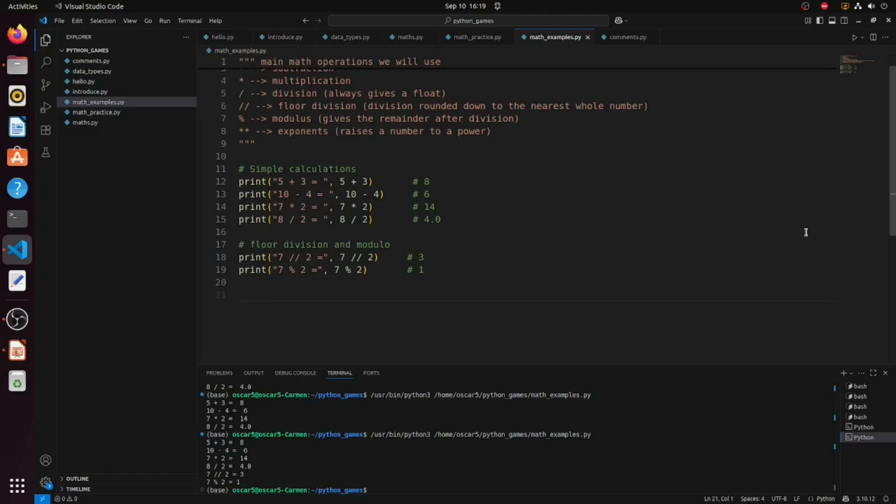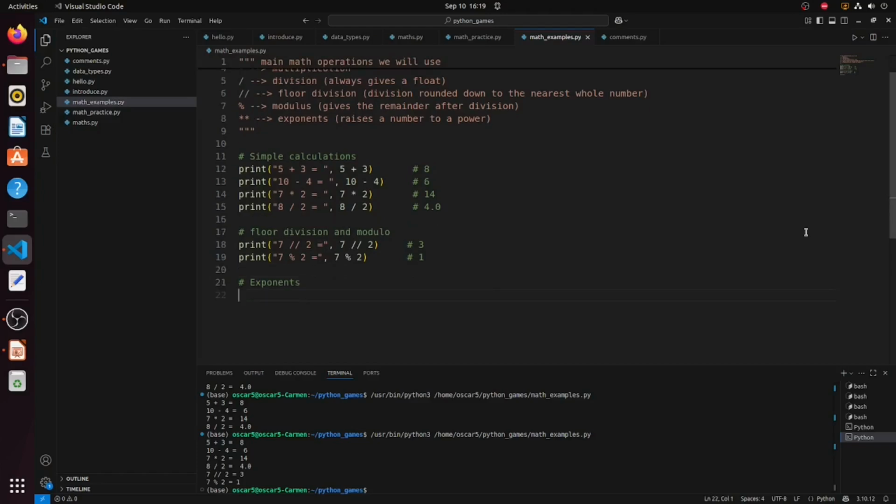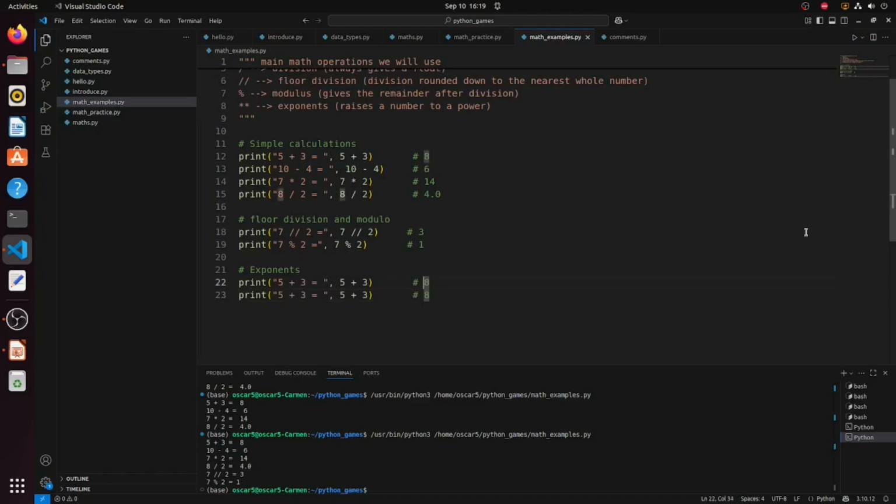Moving on. Now we're going to learn about the power operator. Look at the line. print(2 ** 3). See those two stars? That means raised to the power of. So 2 to the power of 3 means 2 times itself 3 times, or 2 times 2 times 2, which equals 8. Python will show 8 on the screen. Now let's try print(5 ** 2). That means 5 to the power of 2, or 5 times 5, which is 25.